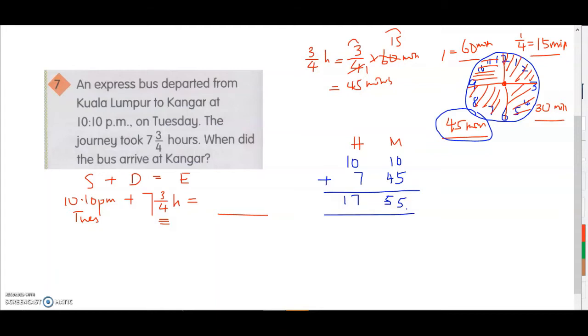Okay, 17:55. Then we minus 12 hours. Why do we minus 12 hours? Because there's no 17 hours, right? So we minus 12 hours, so it becomes 5:55.